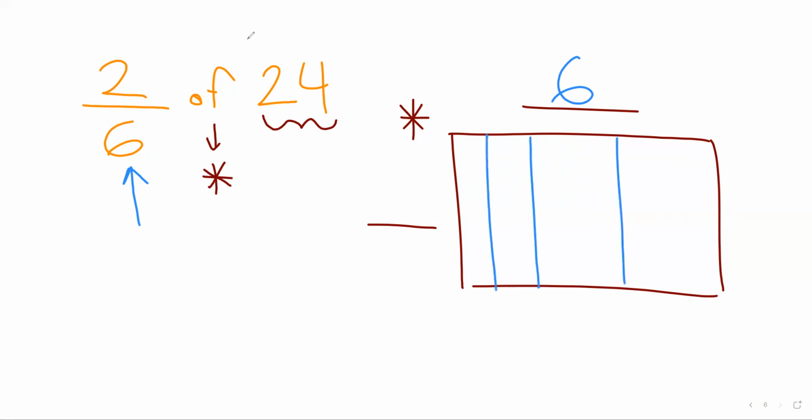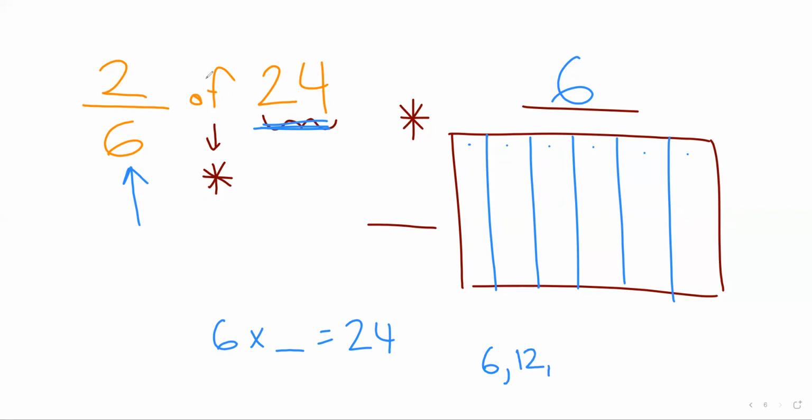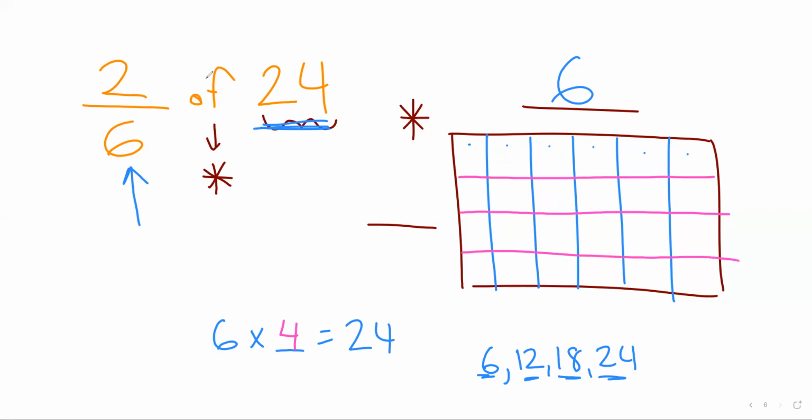I'm going to take half of each one of those, and that gets me 6. 1, 2, 3, 4, 5, 6. Well, if I know the whole thing's supposed to be 24, then I'm really thinking about 6 times what equals 24. And if I don't know that, I can skip count by 6s till I get to 24. So 6, 12, 18, 24. That's 1, 2, 3, 4, which means now I need 4 rows. 1, 2, 3, 4 rows. Okay, so there's my array: 4 rows, 6 columns, 24 boxes total.